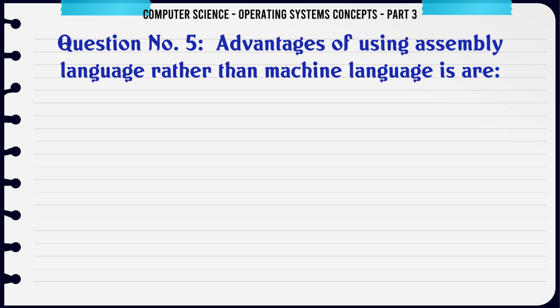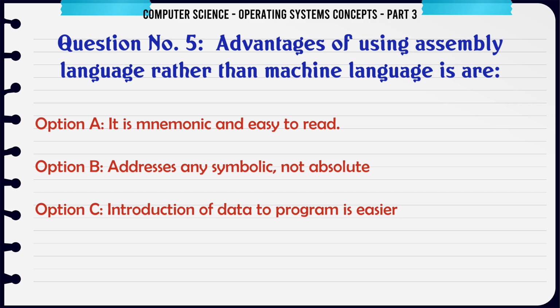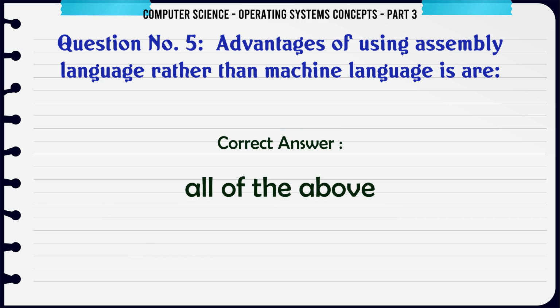Advantages of using assembly language rather than machine language are: A. It is mnemonic and easy to read. B. Addresses are symbolic, not absolute. C. Introduction of data to the program is easier. D. All of the above. The correct answer is all of the above.